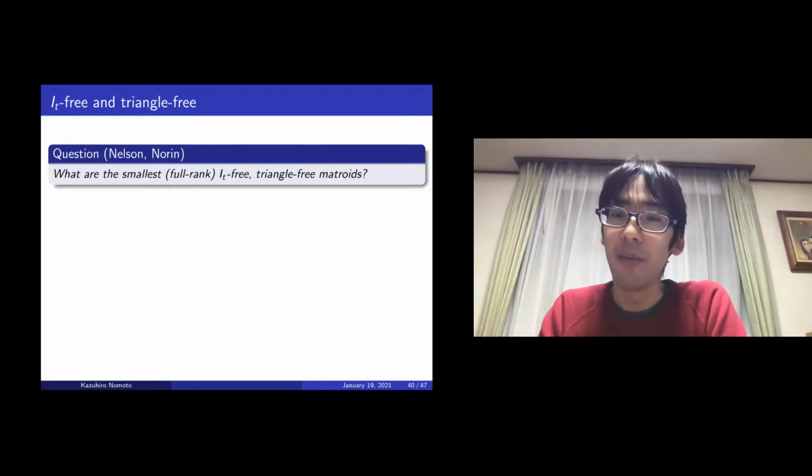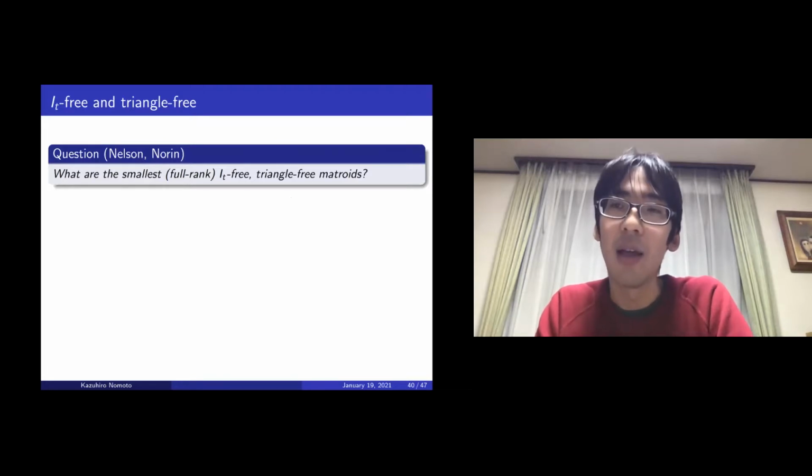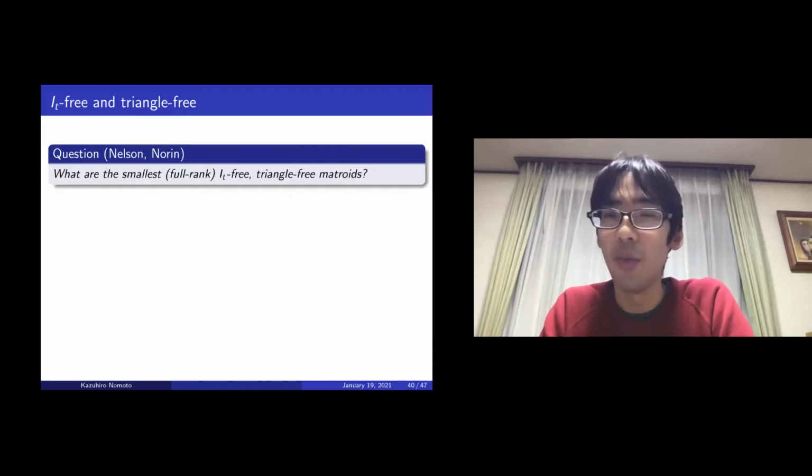So one question they asked is the following. Since the tight examples are basically a bunch of projected geometries, which contain lots of triangles, what if you impose the extra condition that you also have to be triangle free? So here's a question: what are the smallest, again, full rank, because otherwise it's going to be boring, IT free and triangle free matroids?